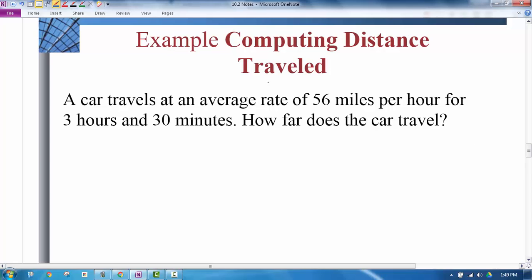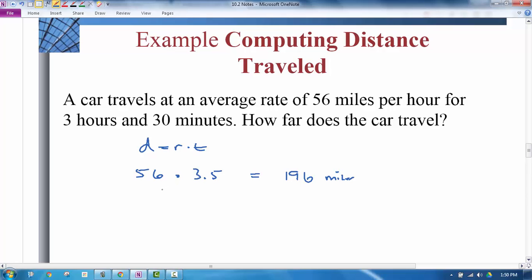So here's an example then. Let's compute the distance traveled. Let's say a car travels on average 56 miles per hour for 3 hours and 30 minutes. How far does the car travel? Well, this is a pretty easy problem. Just do distance equals rate times time. So we can plug in 56 miles per hour for the rate, and the time of 3 hours and 30 minutes, but we want to make sure we pay attention to units. Since we're dealing with miles per hour, we've got to stay in hours, so we'll have to do 3.5 hours. If we multiply that, it gives us a distance of 196 miles.